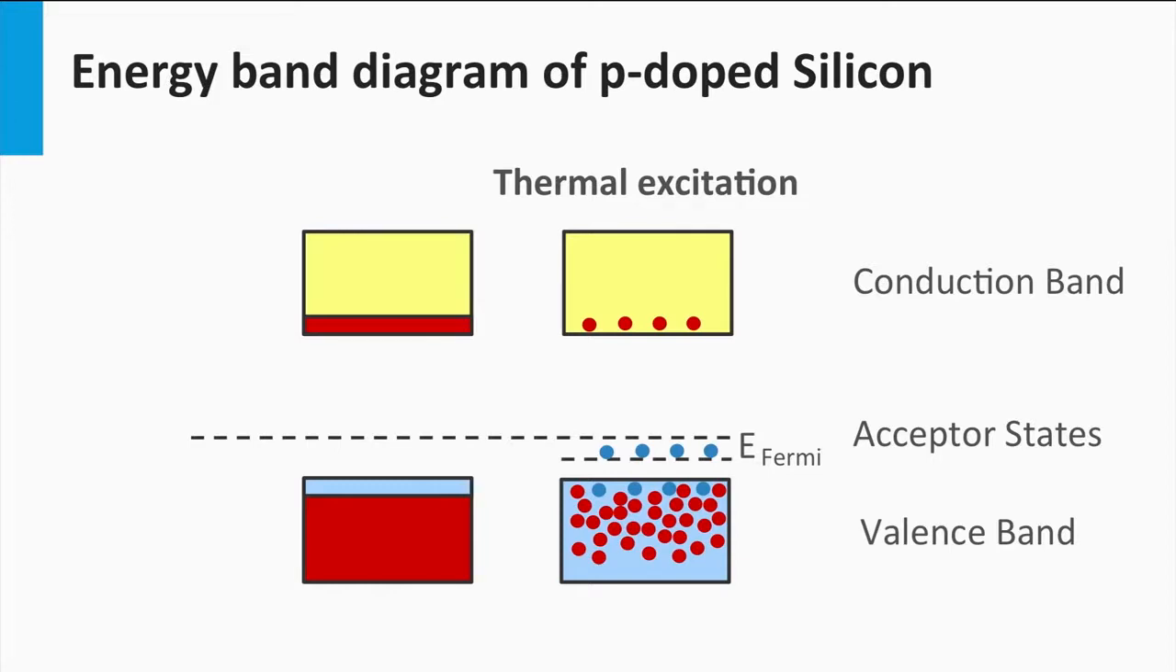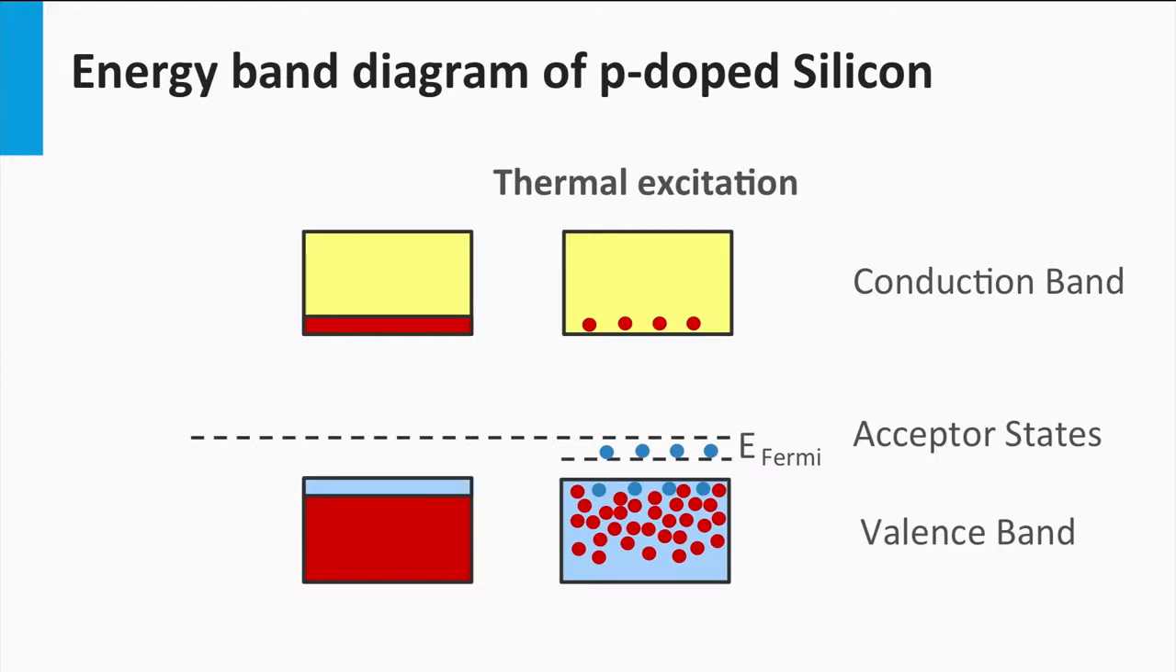P-doping of silicon can be illustrated by an electronic band diagram as well. The boron atoms result in acceptor states. These acceptor states have an energy level within the forbidden band gap of the silicon matrix, and the acceptor states can be occupied by electrons. The energy level of the acceptor states is closer to the valence band than to the conduction band. This means that it requires much less energy for an electron to jump from the valence band to the acceptor state than to the conduction band.